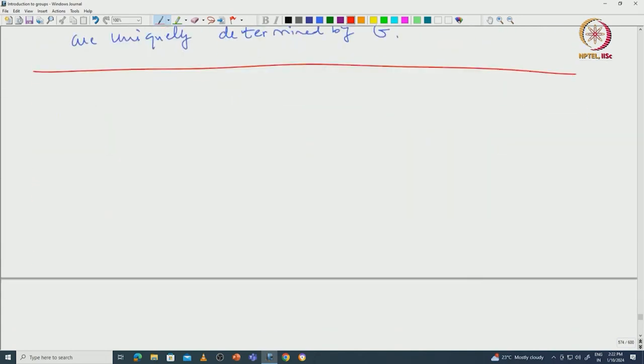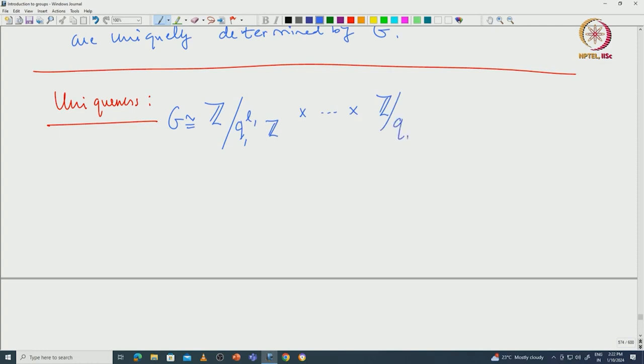Now let us elaborate what this uniqueness means. Again, we will actually prove the uniqueness. So what does it mean? Suppose G is isomorphic to some other tuple, let us say Z modulo q1 to the l1 Z cross, et cetera, cross Z modulo qk dash to the lk dash Z. Again, assume that these q1 et cetera qk dash are all primes.